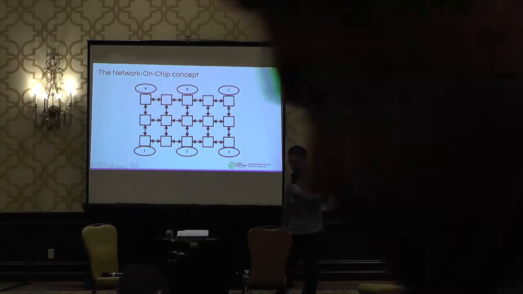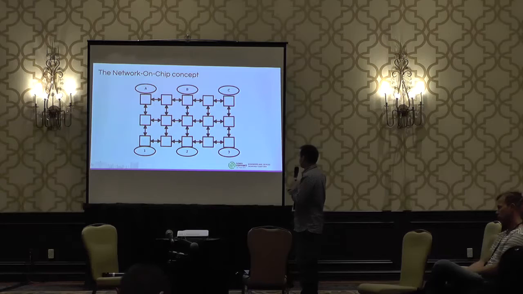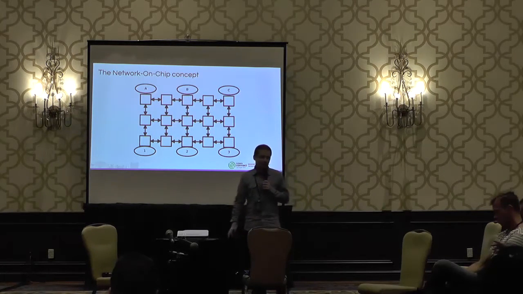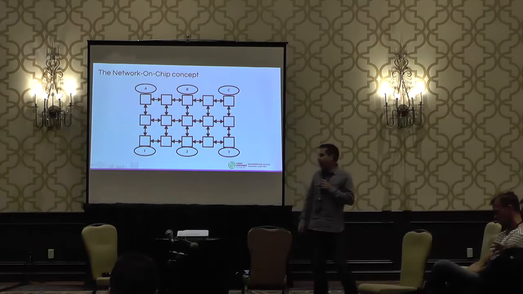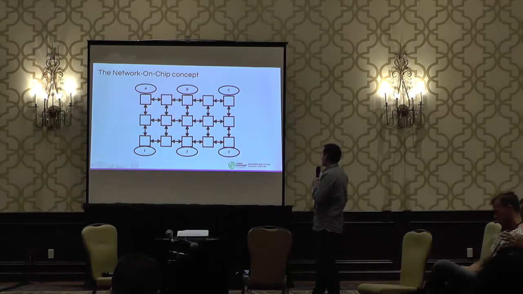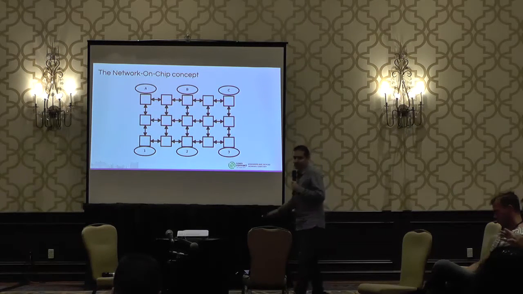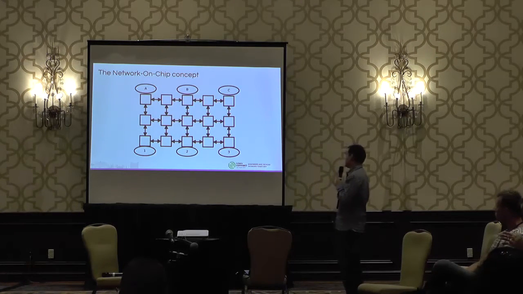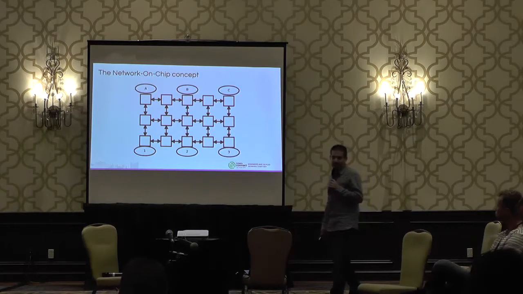So here are our components, IP cores. They are connected to our network through sockets, which give us a kind of uniform interface to connect into the network. We have some routing or switching elements, which are basically micro routers that are switching packets. So the communication here is packet based.